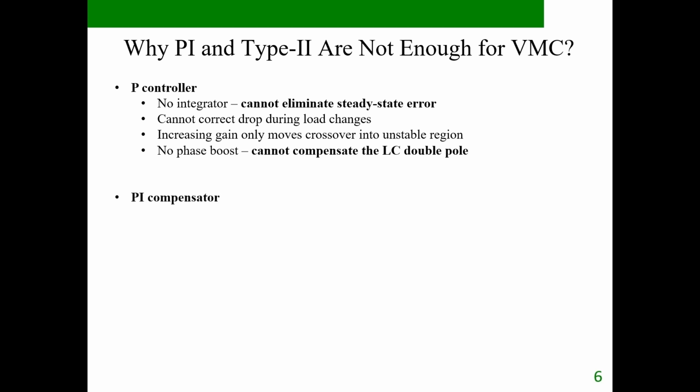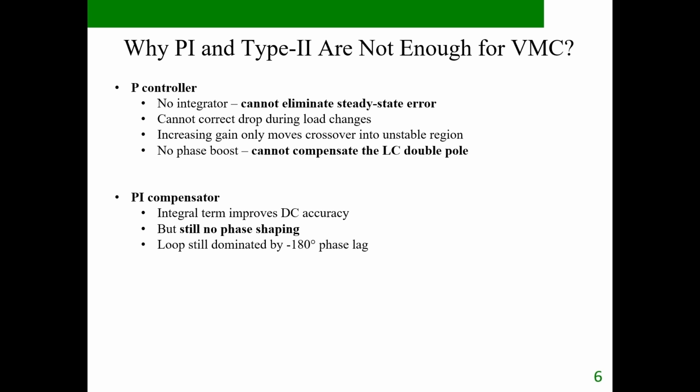A PI compensator improves DC accuracy by adding an integrator, but it still does not shape the phase. The LC double pole still gives minus 180 degrees of phase lag. If we try to make the loop fast, the phase margin collapses and the crossover becomes unstable.